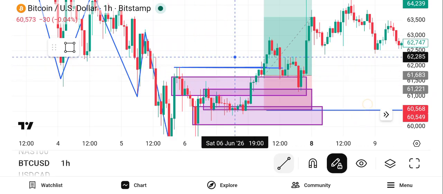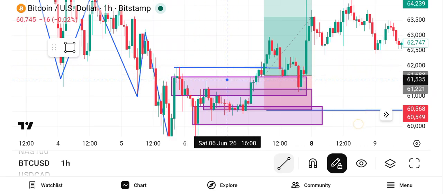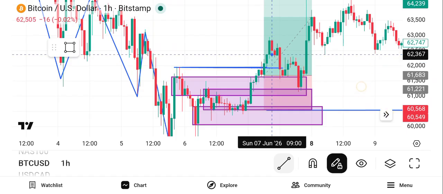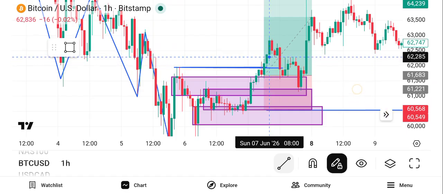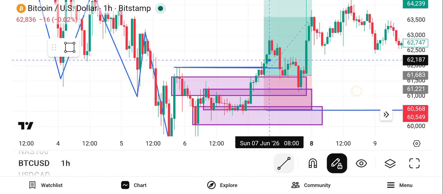All right, so the second rule says there must be an inducement. Now you have gotten the inducement part of the strategy. That means before you look for any point of interest that you want to take a trade, there must be an inducement.